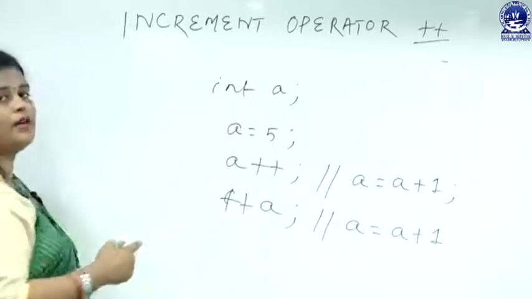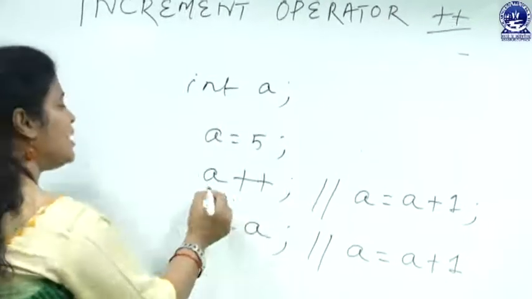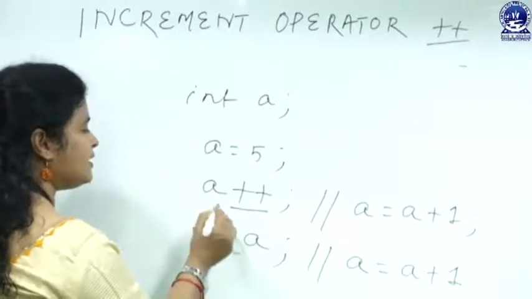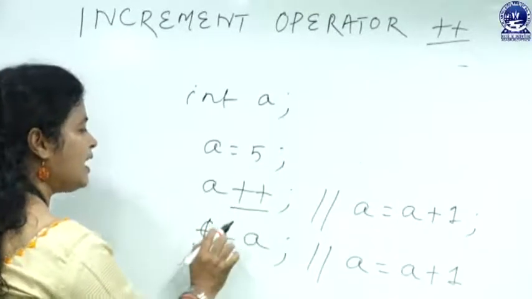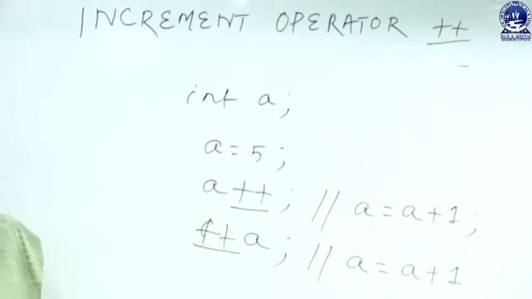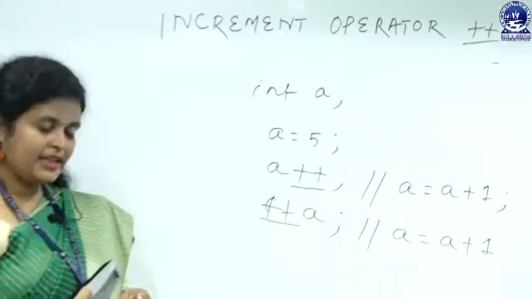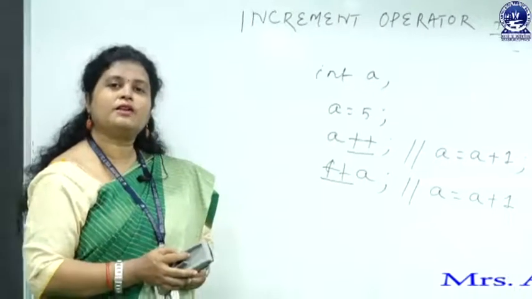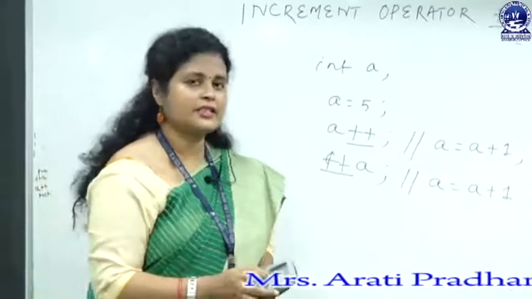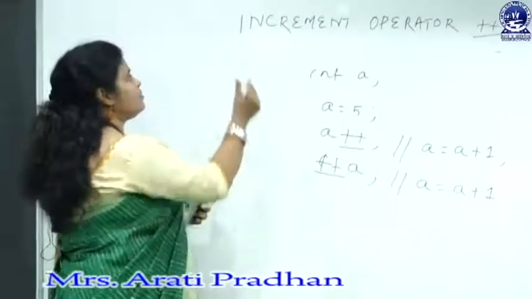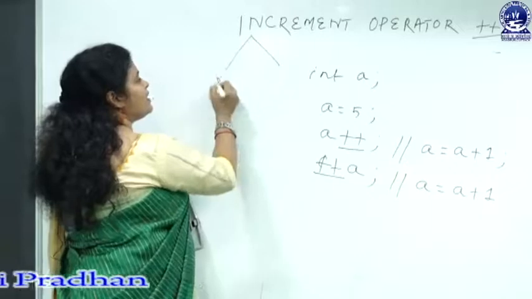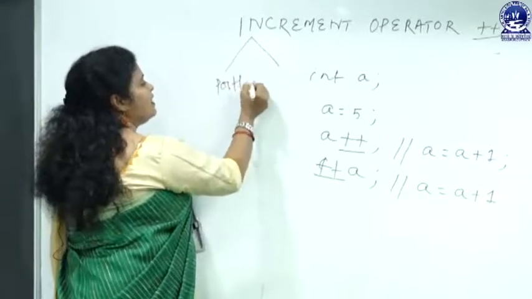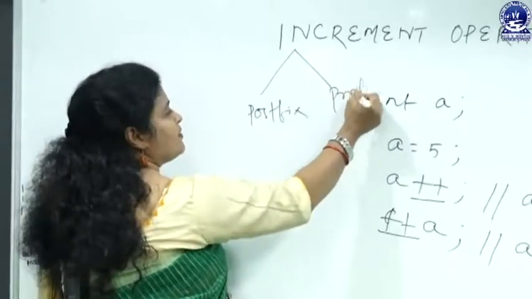It means that you can use the increment operator before the variable and after the variable also. Let me give a very simple example from day to day life, so that you will be very clear on this concept. The increment operator can be used in two different ways. One is postfix and another one is prefix.